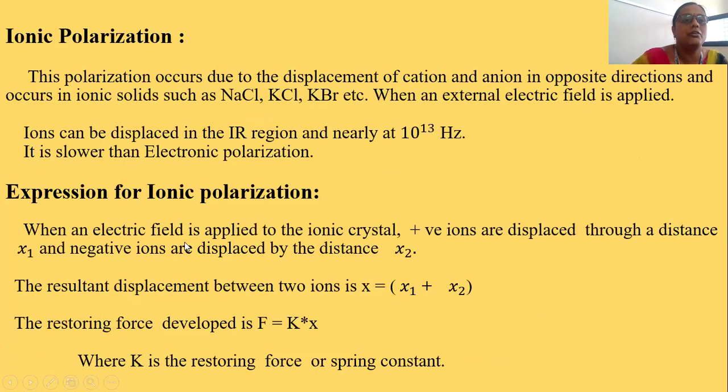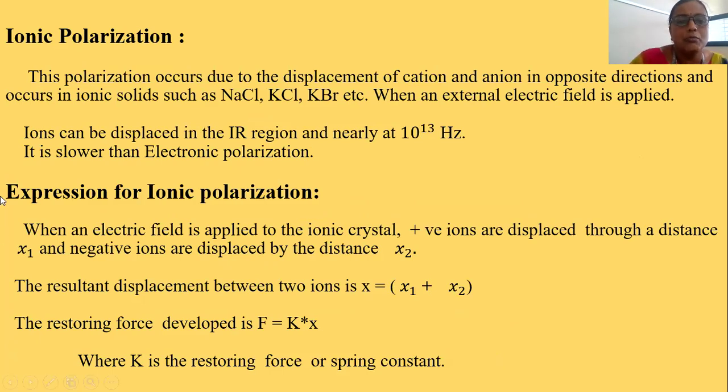Next, ionic polarization. This ionic polarization occurs in ionic solids. We know that ionic solids are sodium chloride, potassium bromide, where an ionic bond exists. So how do ionic bonds occur? That is, a complete transfer of electrons. In a covalent bond, we know there is mutual sharing of electrons. But in the case of an ionic bond, there is complete transfer of electrons.